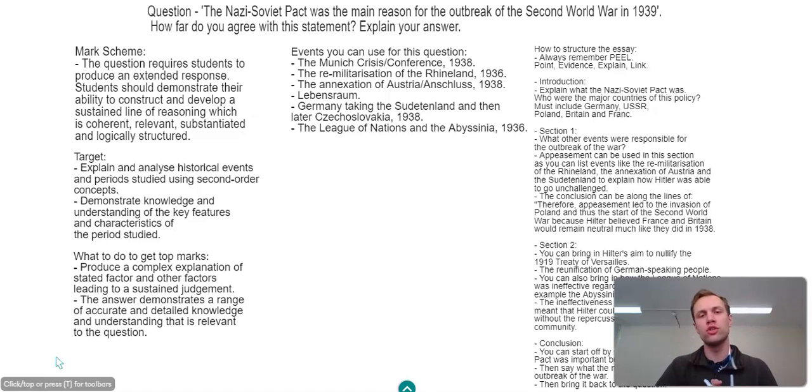You can also use Germany taking the Sudetenland and then later Czechoslovakia in 1938. But you can also use the League of Nations and the Abyssinian Crisis of 1936. Although it doesn't really include Germany, it's more of an Italian crisis. The Abyssinian crisis can lead the way to the Nazi-Soviet Pact of 1939.